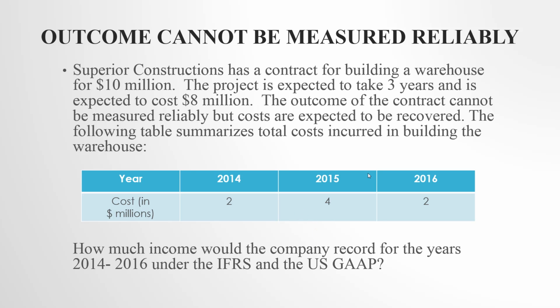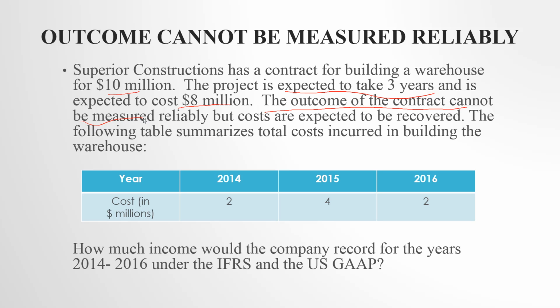Now this is the same example that we used for the percentage of completion method because this will give us a good understanding of the differences among the three methods. So Superior Constructions has a contract for building a warehouse for $10 million. The total cost is $8 million. The project will take 3 years. The difference here is that the outcome of the contract cannot be measured reliably.